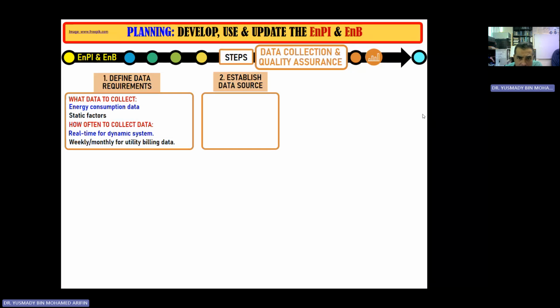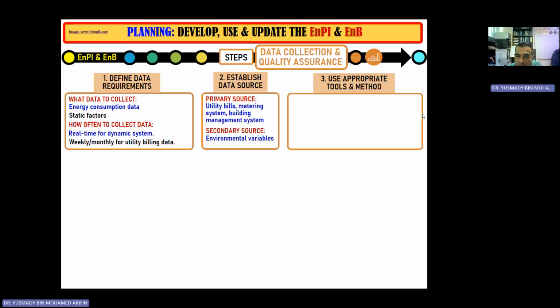Next, establish a data source. So we have primary sources such as utility bills, metering system. Primary sources we can obtain from the utility bills, metering system, building management system. Secondary sources are such as environmental variables.